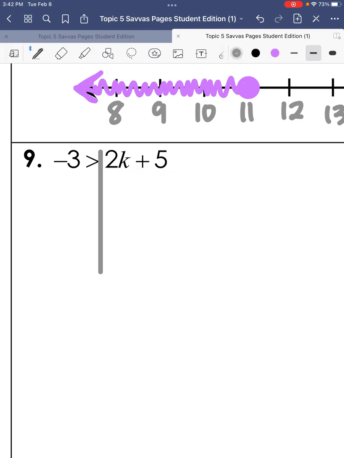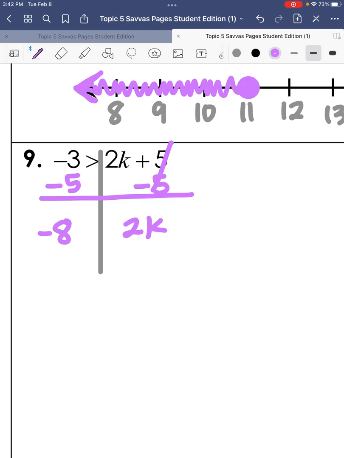How do I undo adding 5? Well, I subtract 5. And I do that on both sides. Now on the side with the variable, my 5's will cancel out and I can bring down 2k. On the other side, I've got -3 minus 5, which is -8. Now, did subtracting 5 make me change my sign? No. So my sign is going to stay the same, greater than.